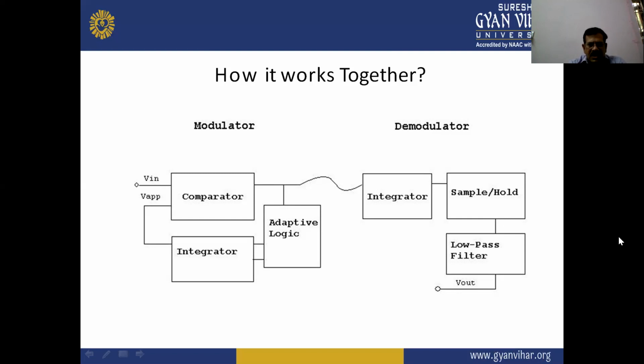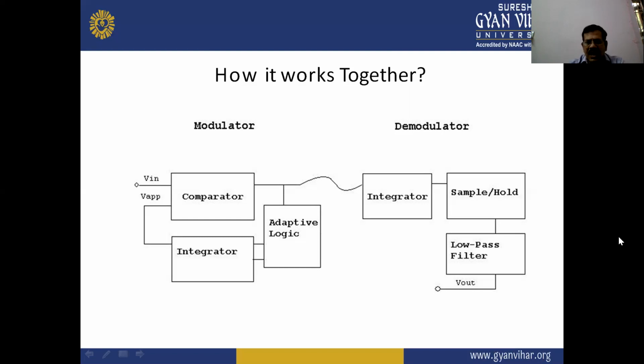In the modulator part, we apply two inputs to the comparator, which compares the two input signals. One signal is applied directly from the outside, that is the input signal, and the second is the feedback signal provided by the integrator. The output of the integrator is also applied to the comparator, and the input of the integrator is fed by the adaptive logic device. So this is the modulator part.